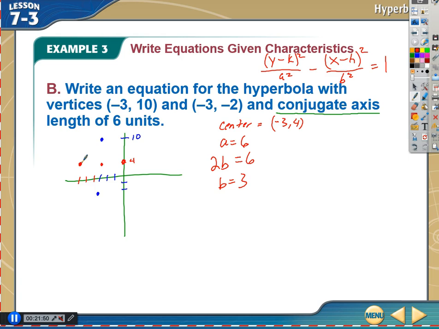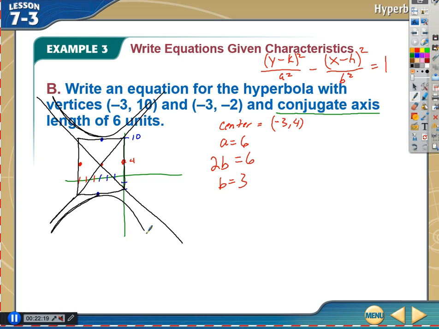But I don't even need to draw it out because they're not asking to, they're just asking me to write the equation for it. But I'll do it anyway. So I draw my box. Here's my box I'm drawing. The diagonals of my rectangle are the asymptotes for the hyperbola. And there it is. Ta-da.